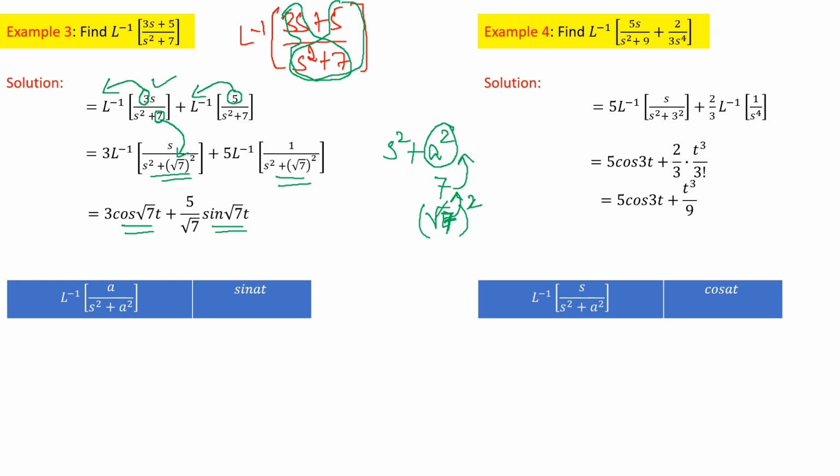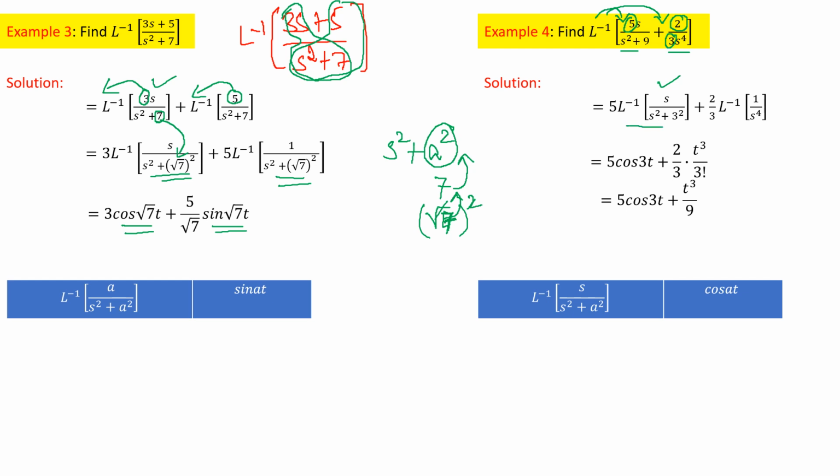Question number 4, we have given two terms. I have to apply L inverse for this term and for this term. In the first term, let me take 5 outside. From the second term, let me take 2 by 3 outside. So we have 5 into L inverse of s by s squared plus 3 squared, and the second term will become 2 by 3 L inverse of 1 by s power 4.